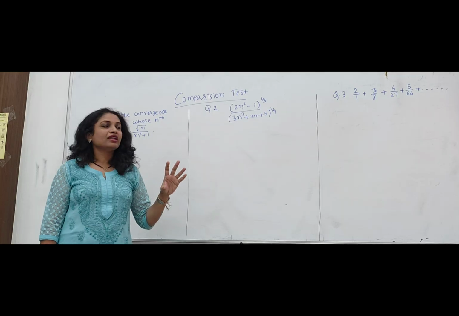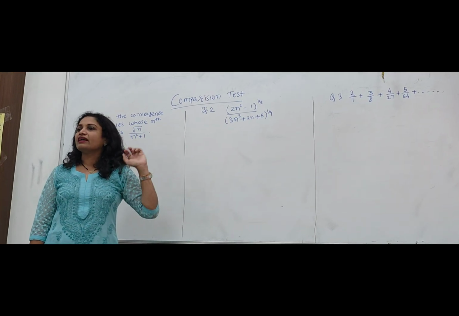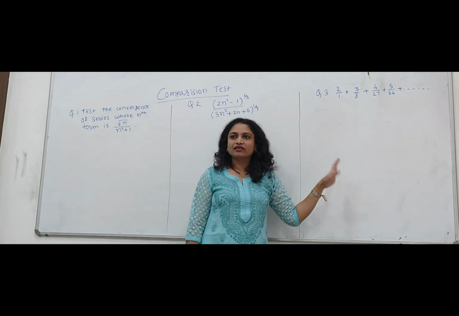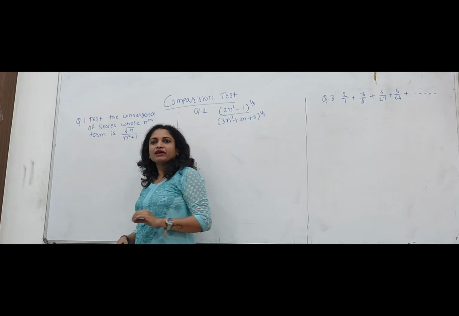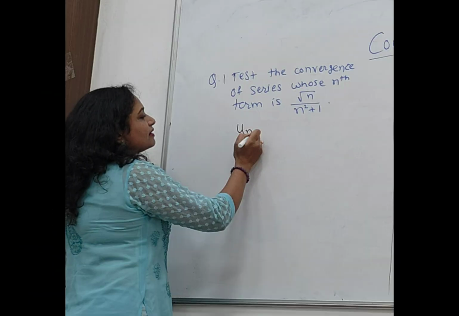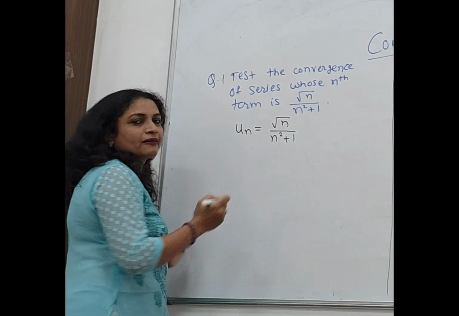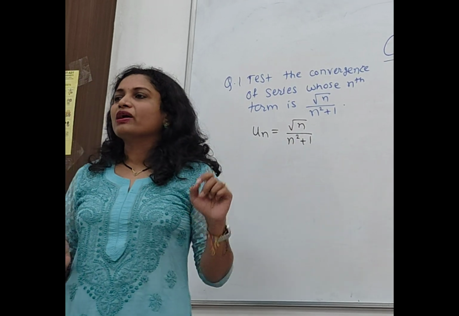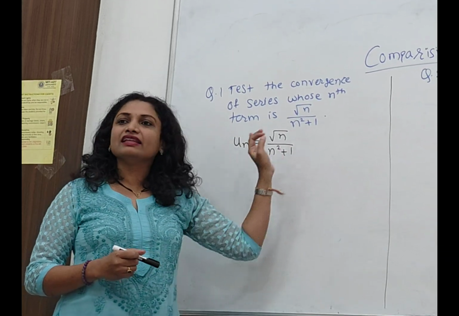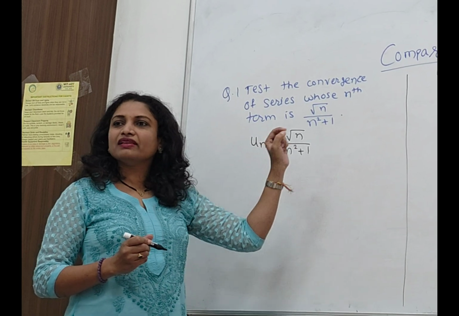So how to decide Un? In these two examples, these themselves are your Un, the nth term of the series. But for the expanded form, you need to find the nth term of the series. Let's see these examples one by one. Here itself is Un, that is n upon n square plus 1. What is the highest power of n in the numerator? Root n is n raised to half.